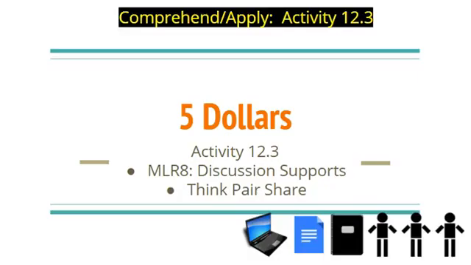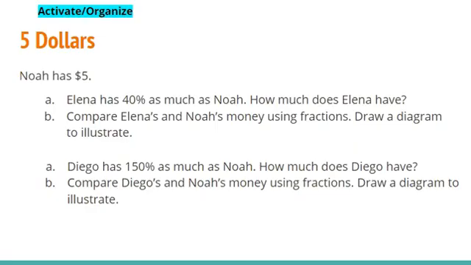All right, let's take a look at some money. Noah actually has $5. Elena has 40% as much as Noah. How much does Elena have? We're going to compare that in a second. Diego has 150% as much as Noah. How much does Diego have? We're going to compare those in just a second. See if you can figure this out: what is 40% of Noah's total?